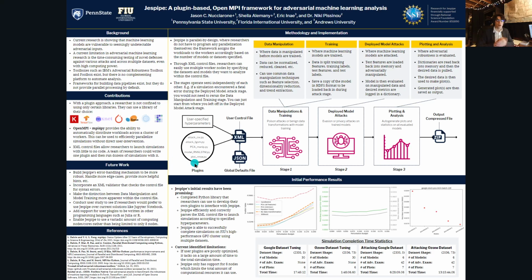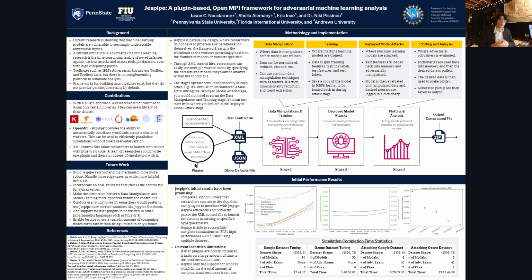So if you see here, we have these user-specified hyperparameters. Those are directives, external variables that users can set for their machine learning models, specifically like what's the learning rate, what's the batch size, and then we have these plugins. For plugins, we have 4 subdivisions, so going down the list, we have data manipulation.